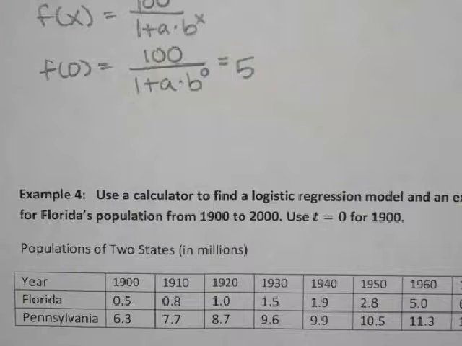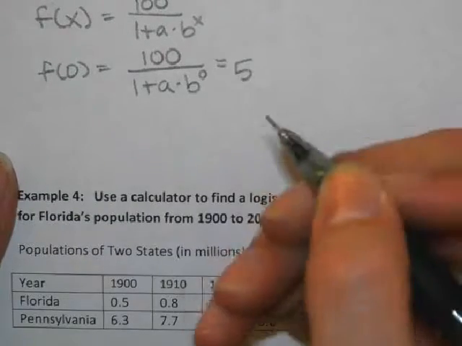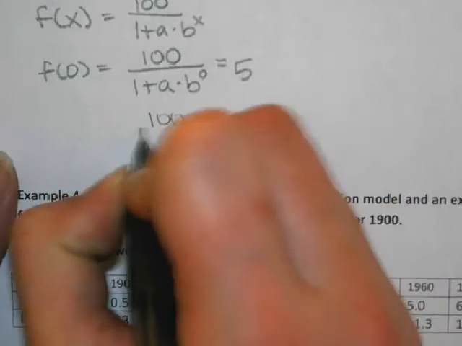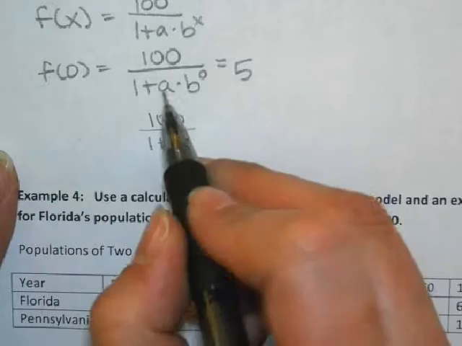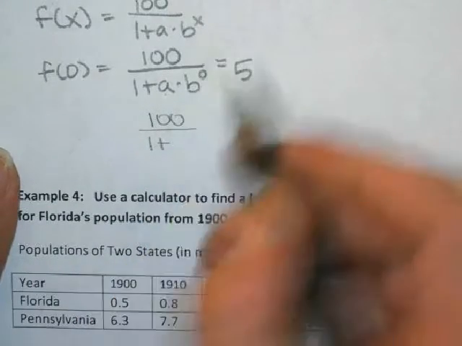Anybody? B to the 0 is 1, right? So replace that with a 1. And then your variable's on the bottom, we don't like that. So what could you do since your variable's on the bottom? Yeah, multiply it to the other side. So a times 1 is just a.